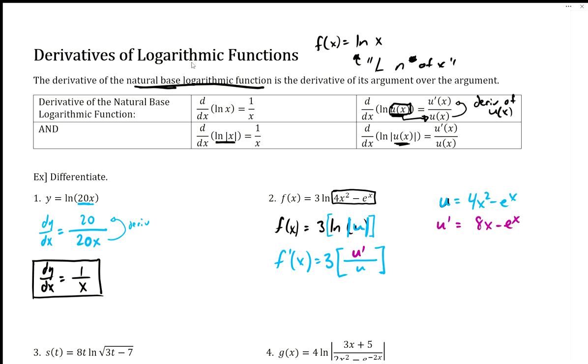Okay, and then now I'm subbing those back in. So let's keep it one more time in this blue. So we've got 3 and then a bracket, and then they say, oh, u is 4x squared minus e to the x.